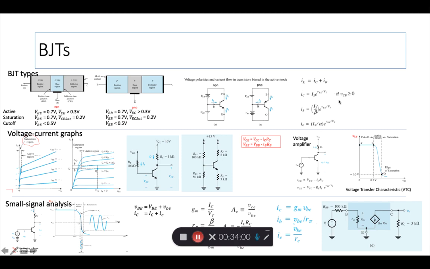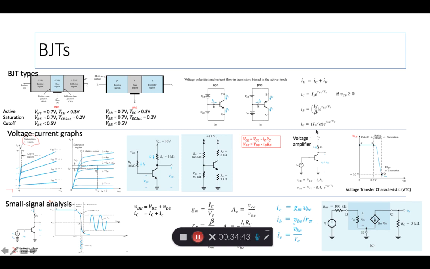And we were introduced to these two terms, beta and alpha. Beta is generally high, 50 to 200 or so, and alpha is 1 by 1 plus beta, or beta by 1 plus beta, and it's generally slightly less than 1, 0.99 or something. Understand why alpha and beta are important, and also the fact that all these currents are related to each other through alpha and beta.